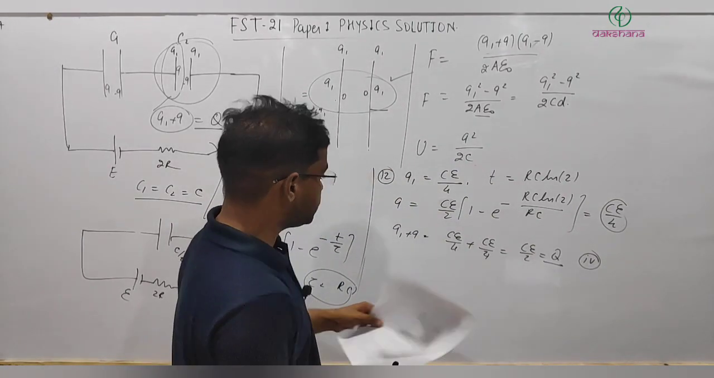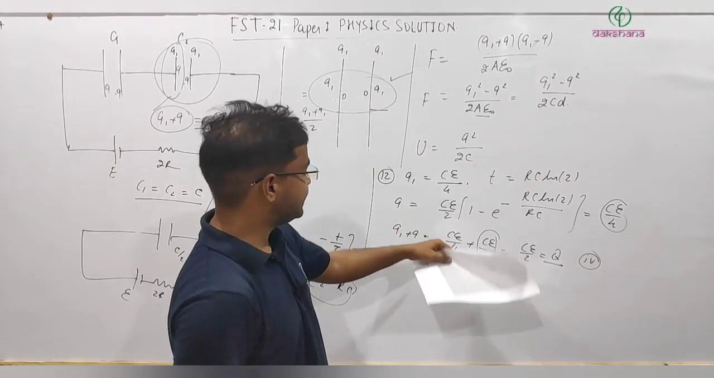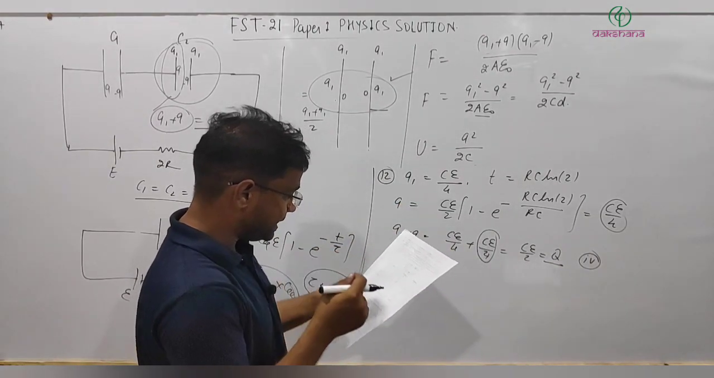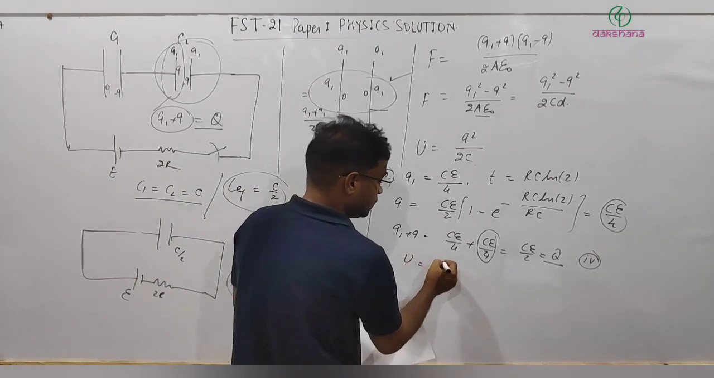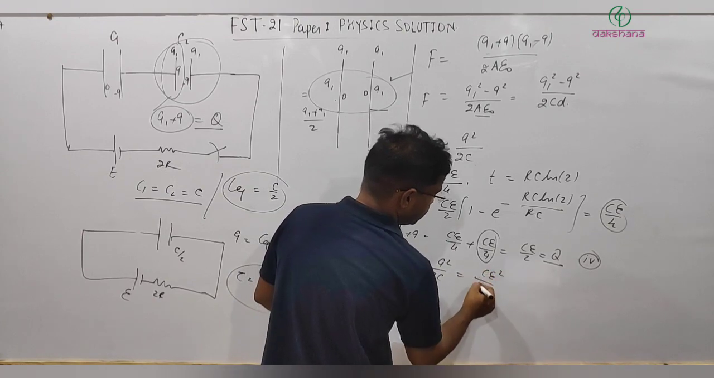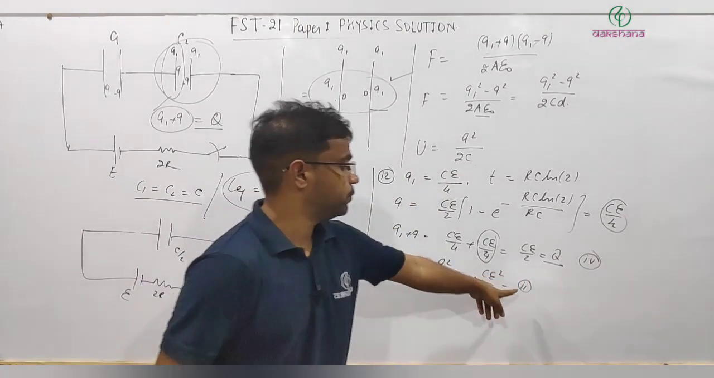And now the energy stored will depend on this. So we were getting exactly the same thing earlier also. U is equal to Q square by 2C, and that will be CE square by 32. That is the second part for column 1.